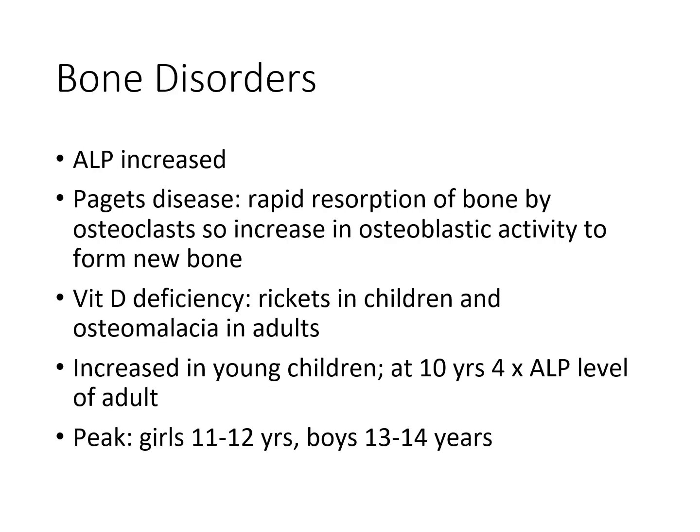For your ALP and bone disorders, ALP will be increased in these bone disorders. So Paget's disease, it's a rapid resorption of bone by osteoclasts, with a compensatory increase in osteoblastic activity to help try to form new bone. Also in vitamin D deficiency, which causes rickets in children and causes osteomalacia in adults. ALP levels are increased in young children. At 10 years old, the ALP can be 4 times what the adult level is. Peak level for girls is between 11 and 12 years old, and for boys is between 13 and 14 years old.